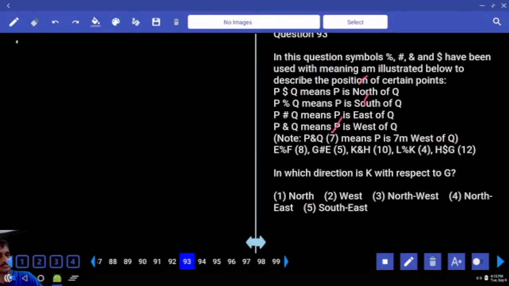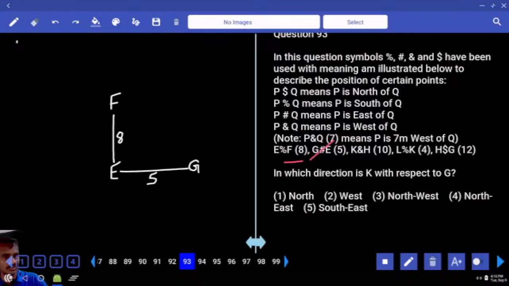Then coming to the first information, E percentage F. Percentage means E is to the south of F. F is here, E is here, and the distance between these two is 8 meters. Then G hash E. Now G is to the east of E, 5 meters. The distance is 5 meters.